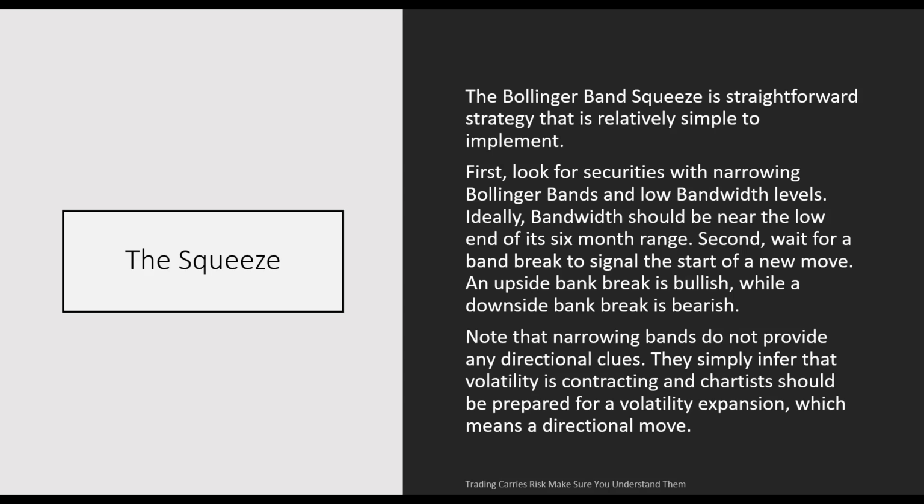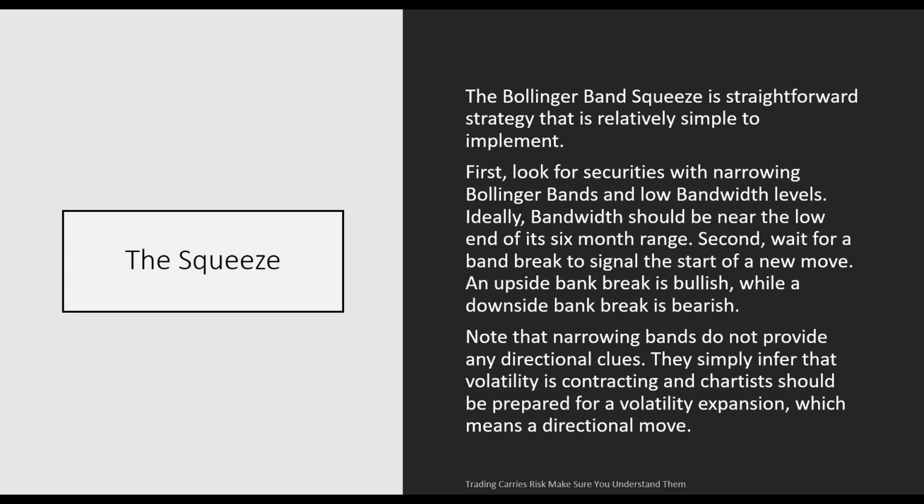One of the easiest methods to use in CFD trading is the Bollinger Band squeeze, and it's a straightforward strategy that is relatively simple to implement. First, look for an asset with narrowing Bollinger Bands and low bandwidth levels. Ideally, bandwidth should be near the lower end of its 6-period range. Second, wait for a band break to signal the start of a new move. An upside band break is bullish while a downside band break is bearish. So in other words, look for price to break the band. Okay. Then look for it to bounce back in.